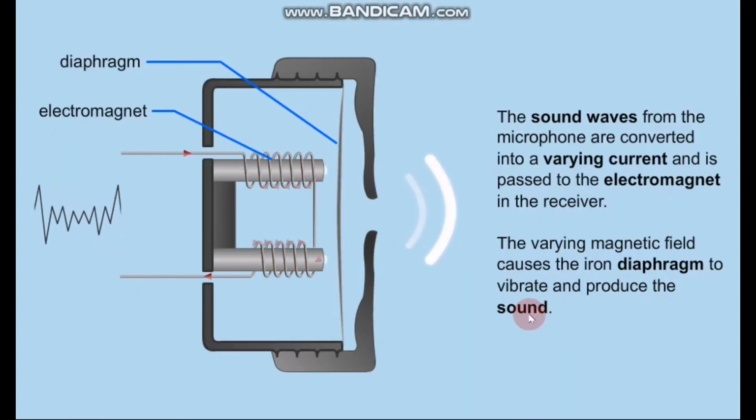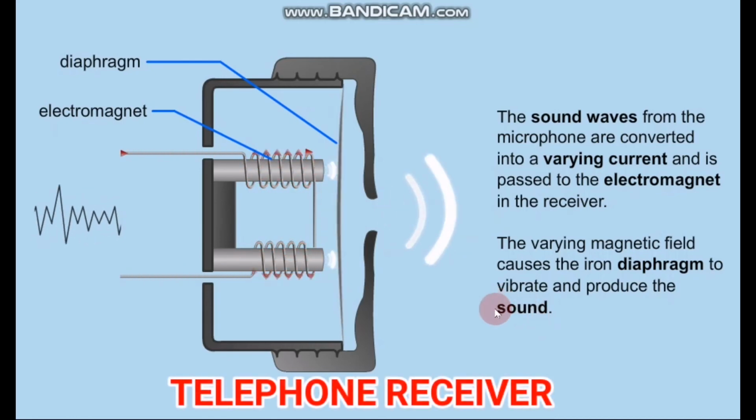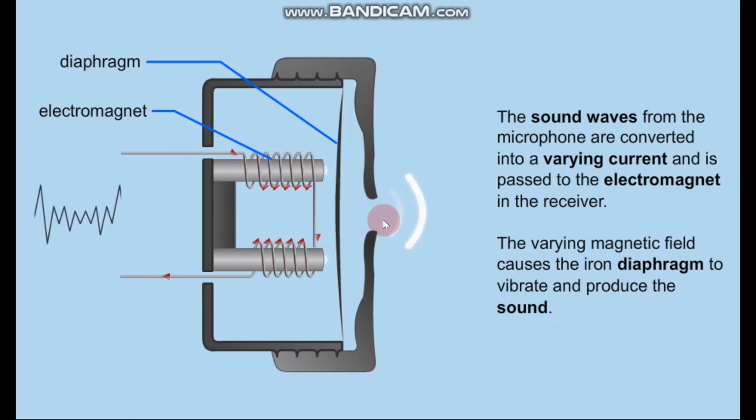Okay, let's take a look at another application of electromagnets, a telephone receiver. In a telephone receiver, an electromagnet with a varying current causes a magnetic diaphragm to vibrate and produces sound. How does this happen? The sound wave from the microphone is converted into a varying current and it passes through the electromagnet in the receiver. The varying magnetic field causes the iron diaphragm to vibrate and produces the sound.